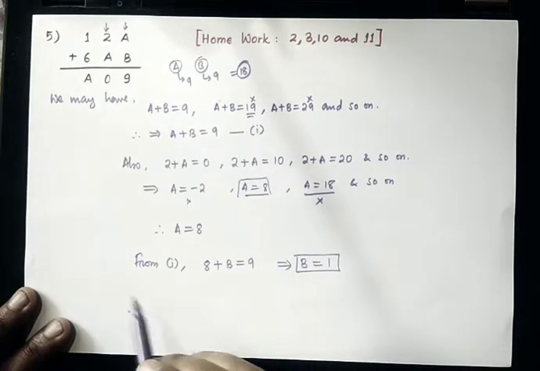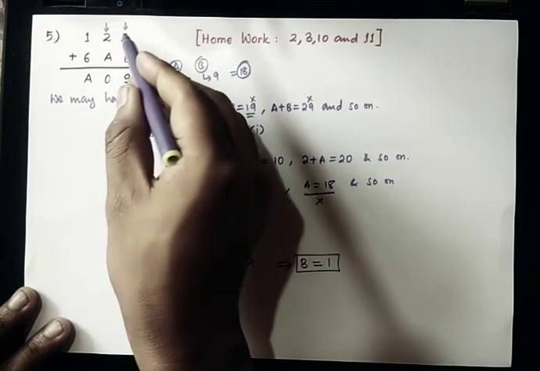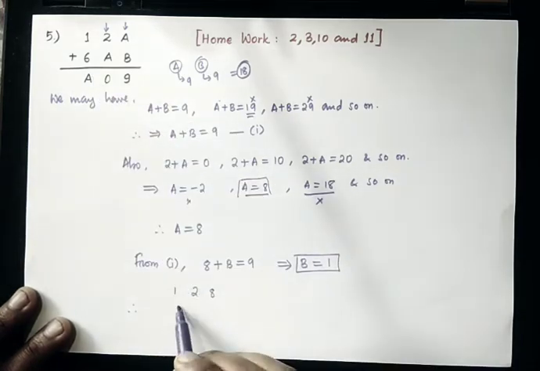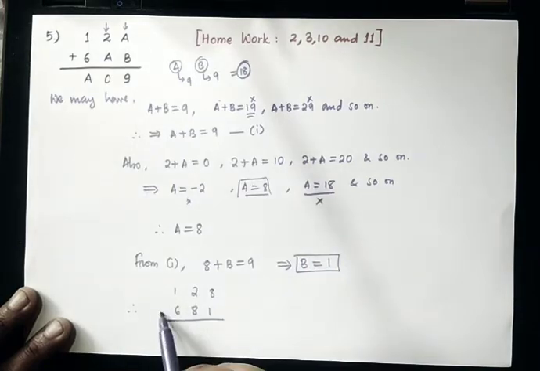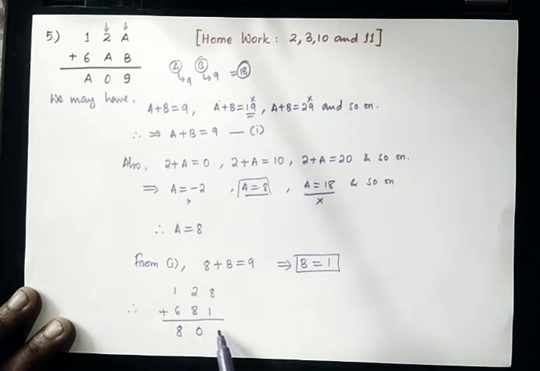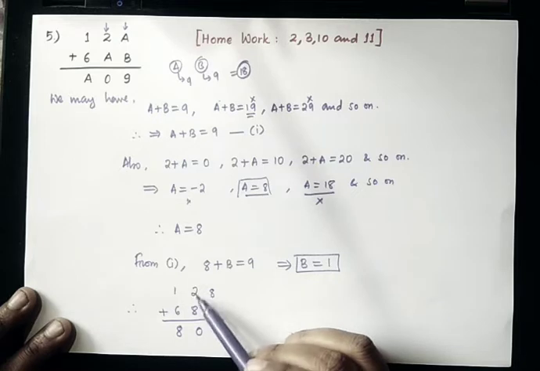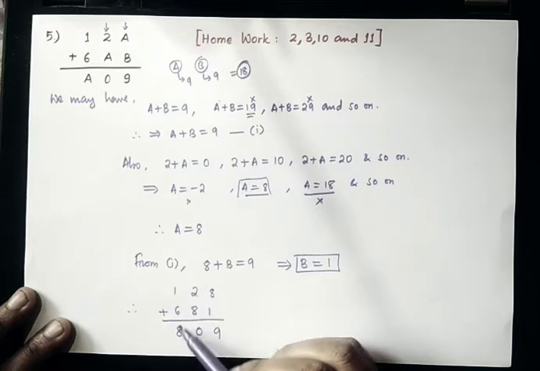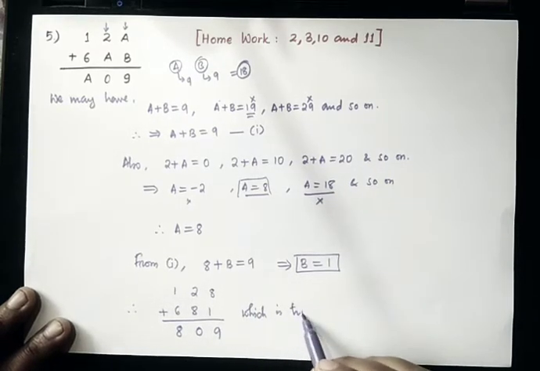So therefore let's check the value. So we have 1 2 A, 1 2 A is 8, right? And 6 8 1. When they are added, I should get 8 0 9. So let's check. So 8 plus 1 is 9. Then 2 plus 8 is 10, so carry over 1. 1 plus 1 is 2, plus 6 is 8, which is true, right? Which is true.